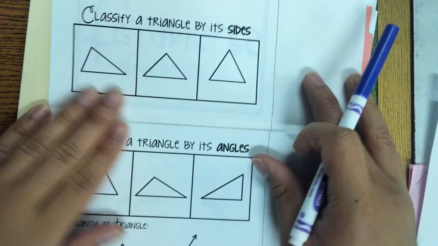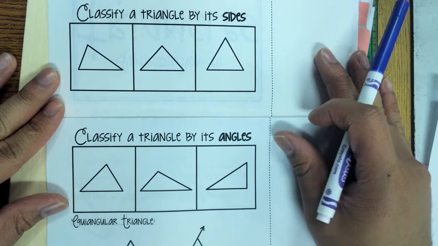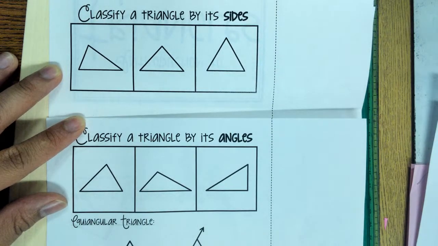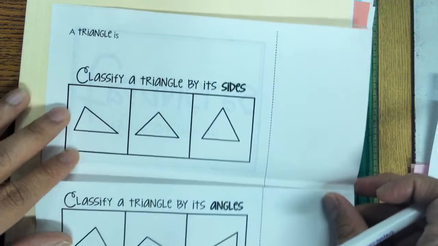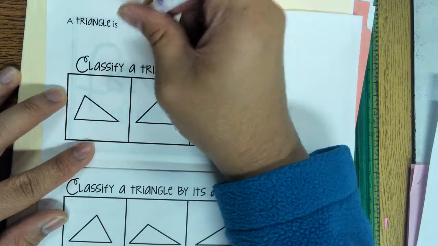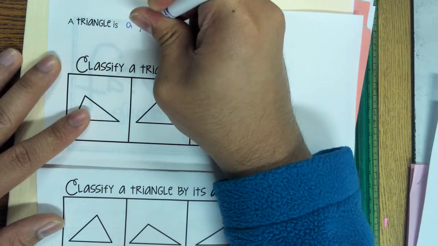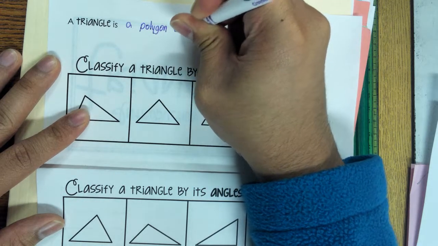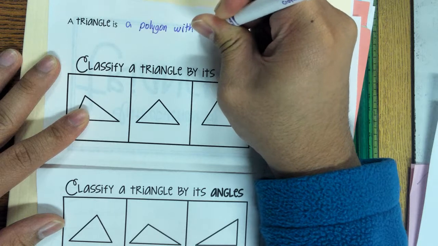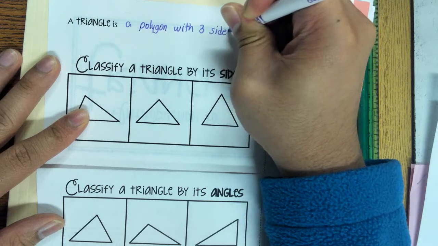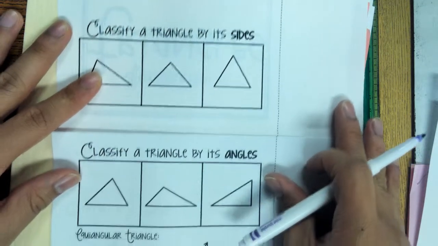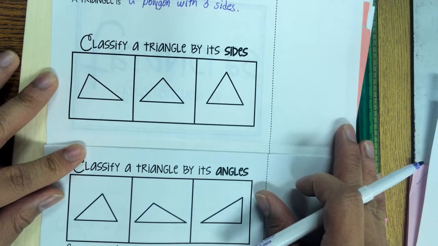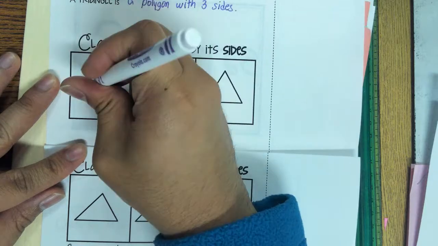There are two ways we classify angles or triangles. One is by sides and the other is by angles. So here we go. A triangle is a polygon with three sides. When we classify by sides, we count how many congruent sides we have.